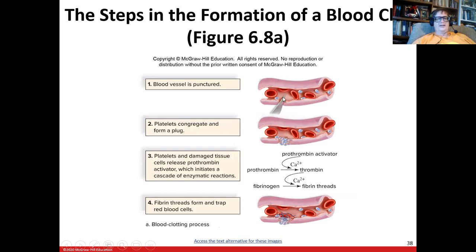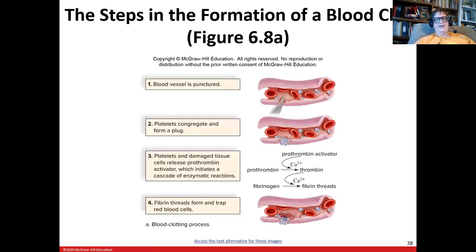You get an injury, that's 1. 2, platelets, thrombocytes collect there, and it's not showing them, but they get activated, they grow the extensions. Platelets and damaged cells release prothrombin activator, which initiates a cascade of chemical reactions. That's the chemical cascade I was talking about. The fibrin threads form and they trap red blood cells behind them. And that's where I kept saying you would get leaves and trash trapped behind the branches across a stream. That's what's happening there.